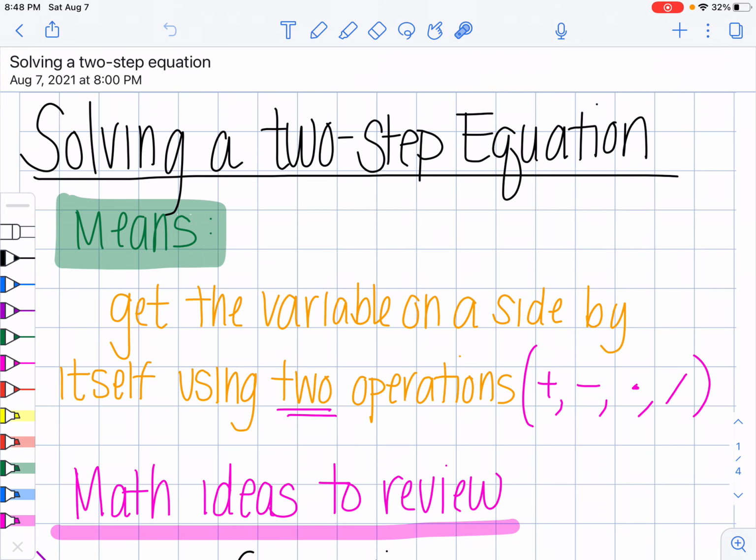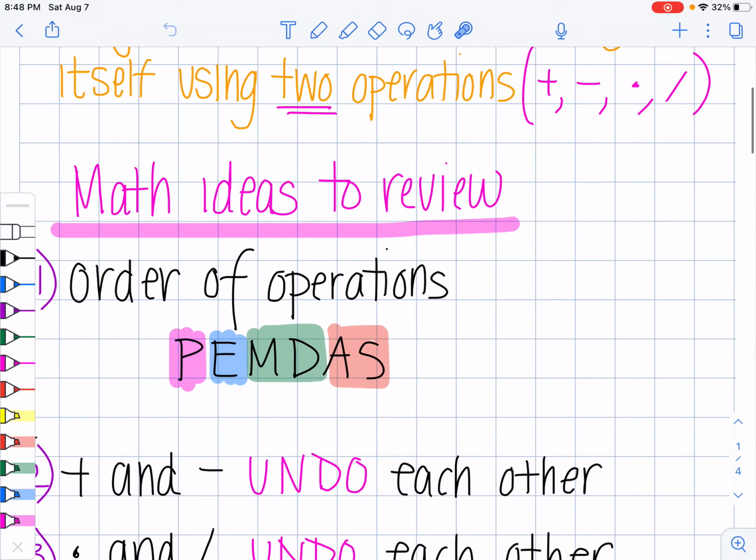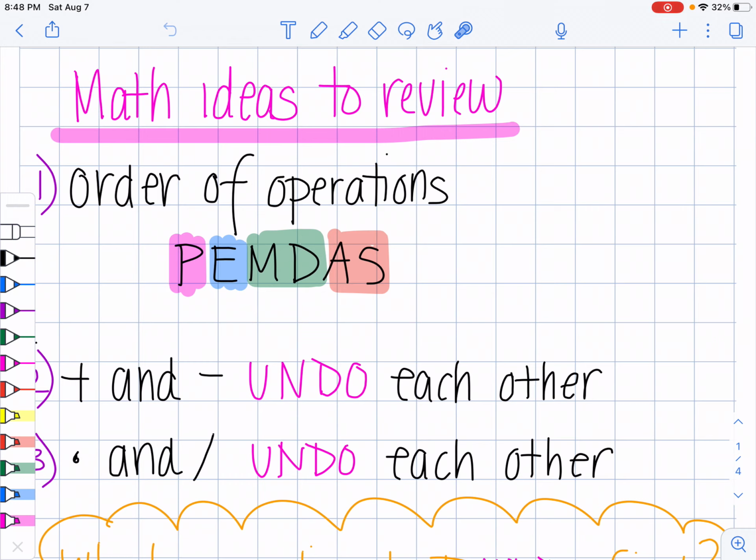So we want to just review three math ideas before we go in and solve some two-step equations. The first thing that we want to remember is order of operations. Please excuse my dear Aunt Sally, which remember stands for parentheses, exponents, multiplication and division, addition and subtraction. Next, we want to remember that addition and subtraction undo each other, and multiplication and division undo each other. So those are our three ideas. And now we're going right into the lesson about how this works.